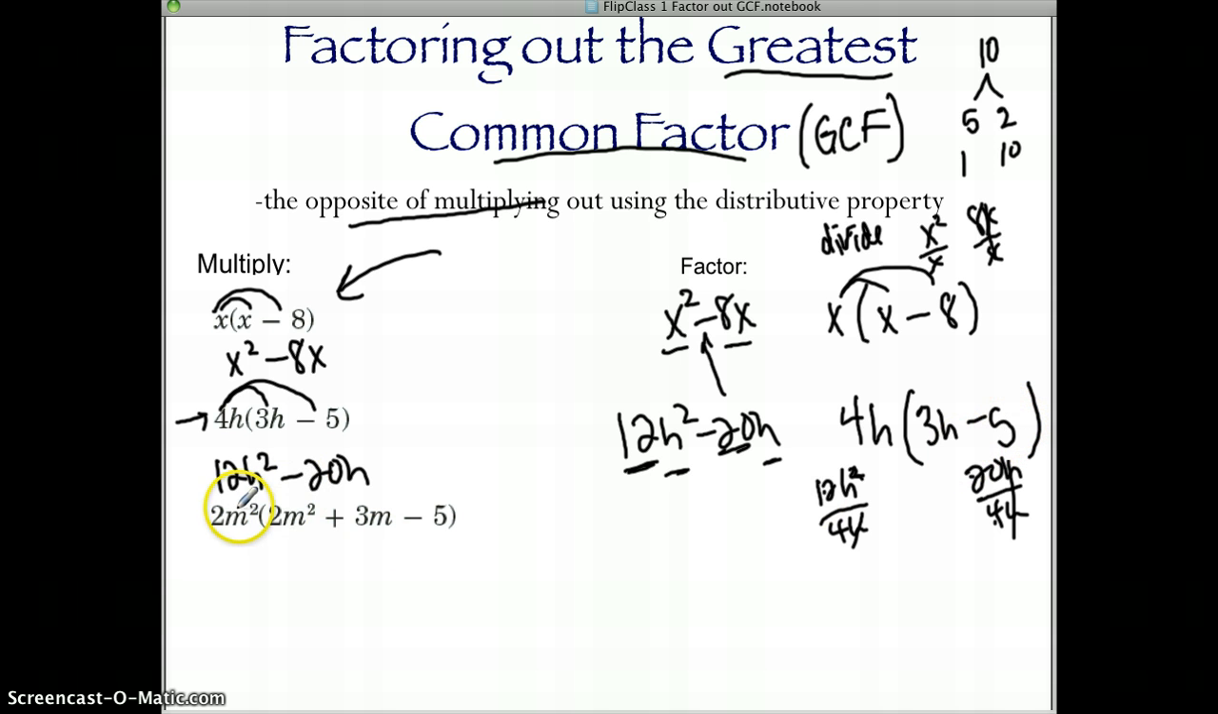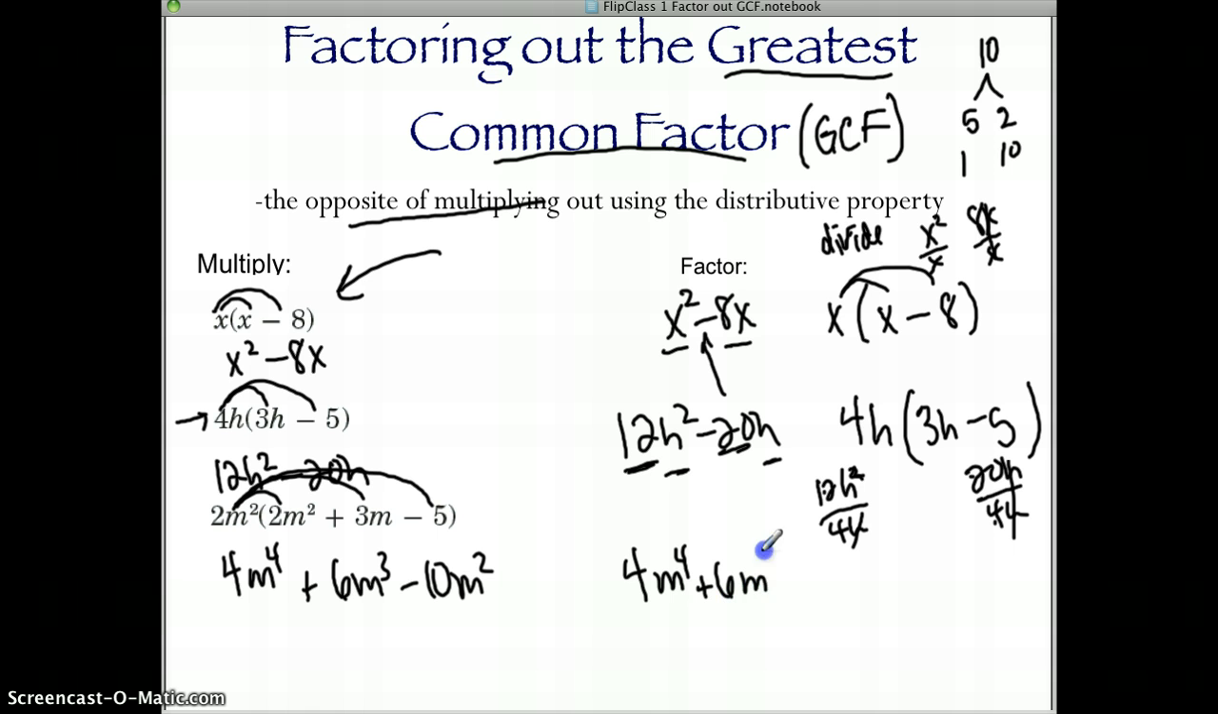And the last problem right here, 2m squared times 2m squared, that's 4m to the 4th. 2m squared times 3m is 6m to the 3rd, and then 2m squared times negative 5 is negative 10m squared. So if we were to start with that as a problem, and the directions said to factor, you would say, okay, what goes into 4, 6, and 10? We know that 2 goes into all of them. And then m to the 4th, m to the 3rd, and m squared.